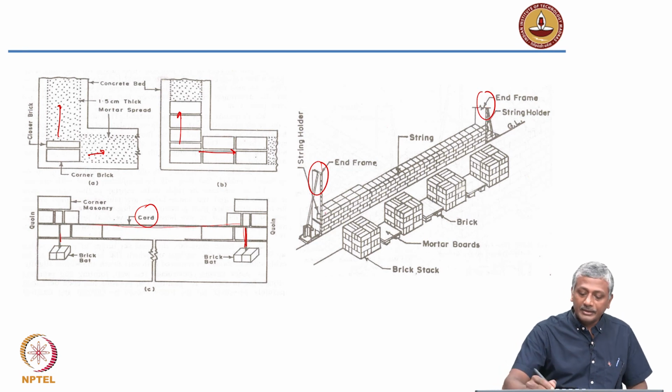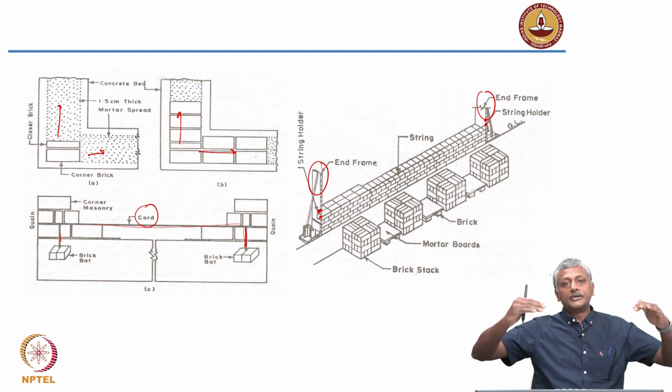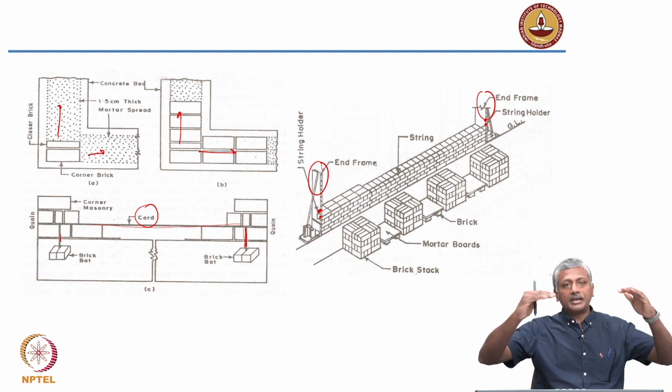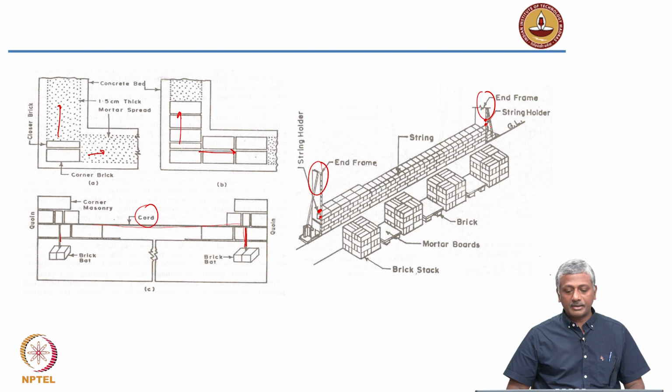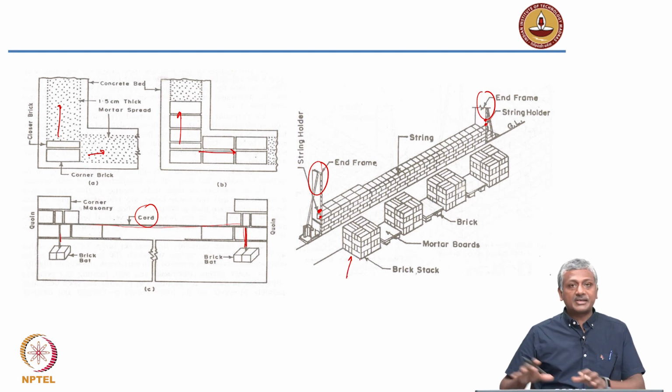Sometimes you may see that people are using frames at both ends of the brick wall, and they have strings tied at different locations in the frame. As each layer is constructed, the string will be tied at the next level, so that you can continuously mark the horizontal levels of each masonry layer.